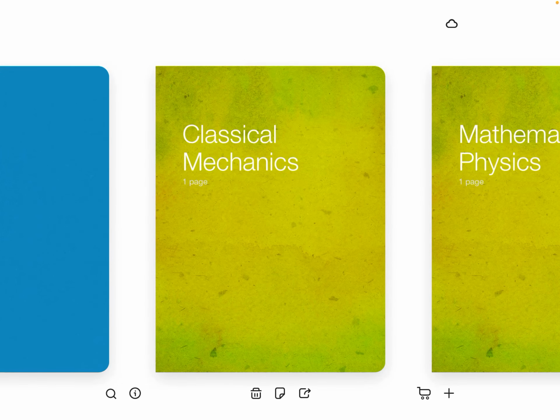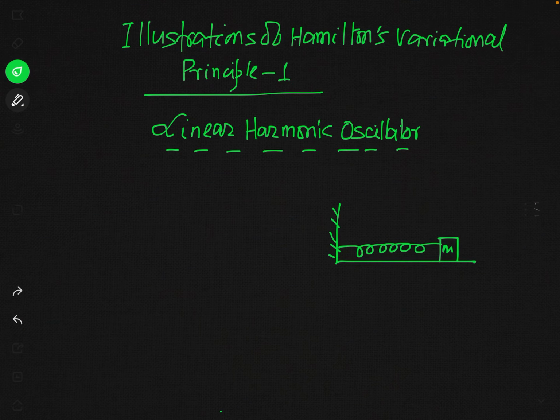In classical mechanics, under the topic variational principle, you have seen Hamilton's variational principle in the previous lecture. Now today we are going to discuss its illustration. The first illustrative example we will take is the problem of the linear harmonic oscillator. In fact, the problem of a linear harmonic oscillator is a common problem of classical mechanics, and this problem is solved by various methods, various approaches.